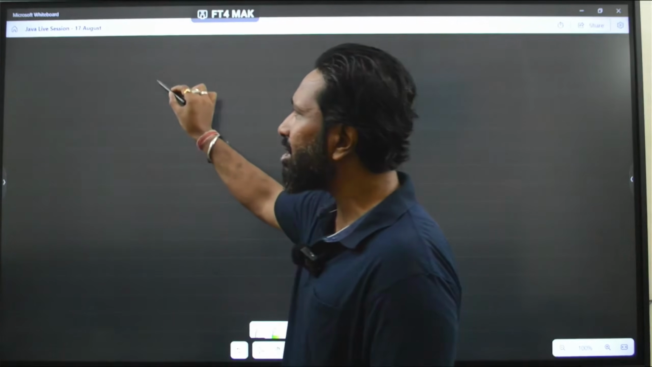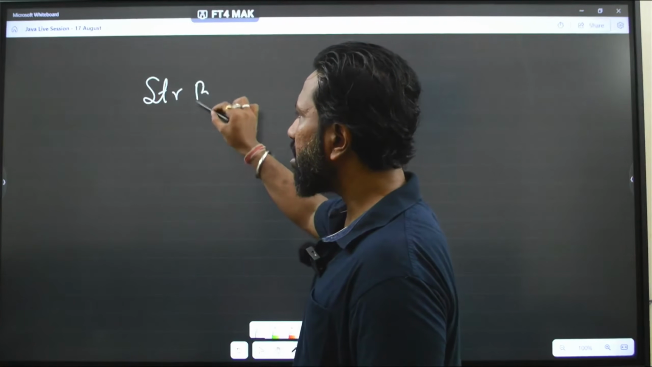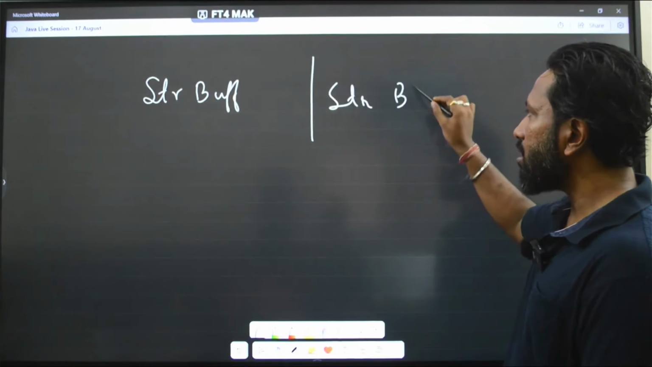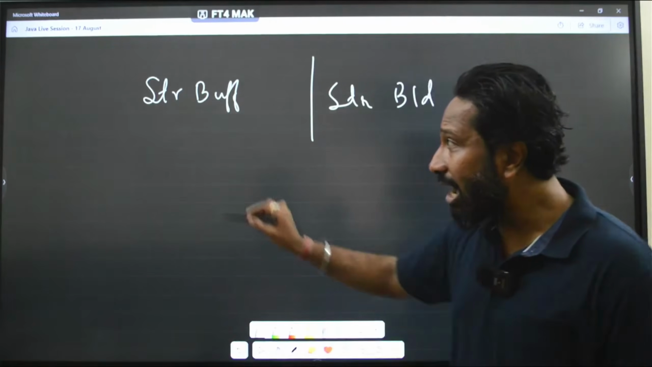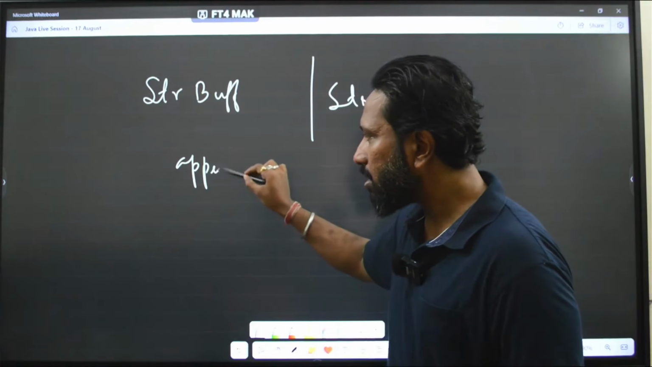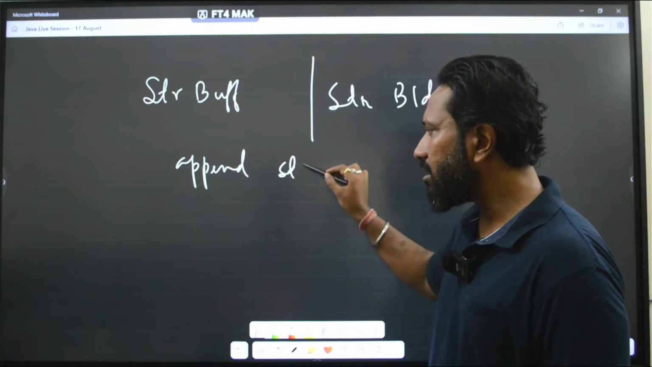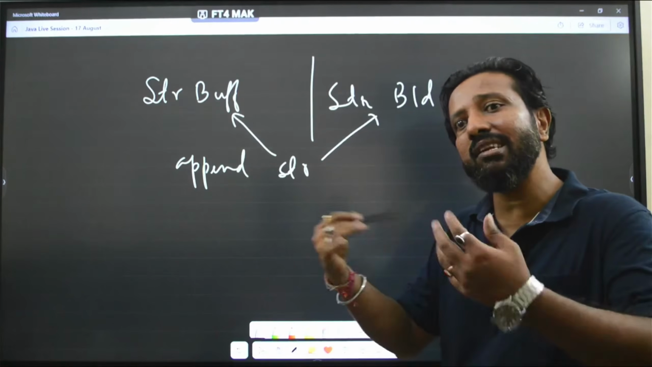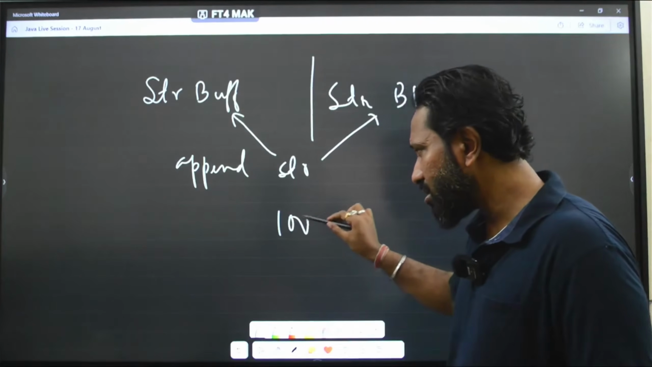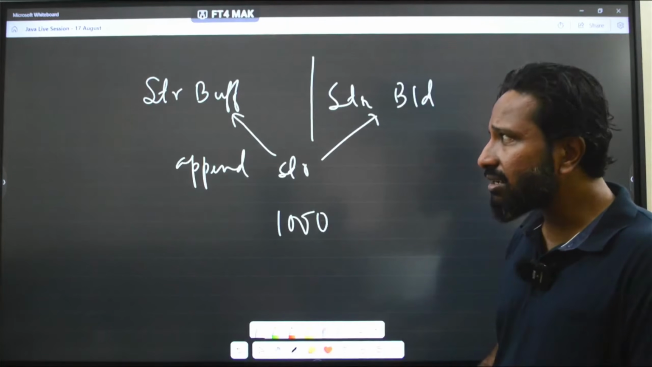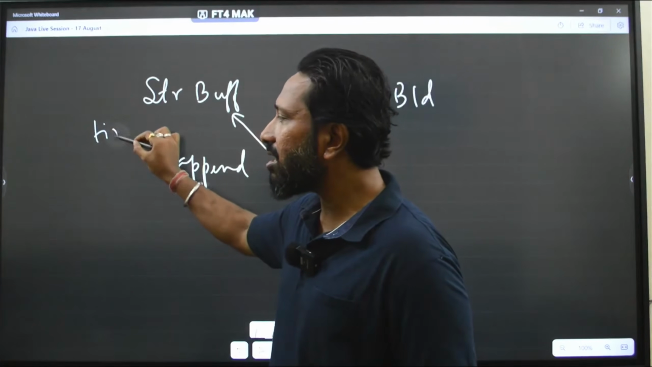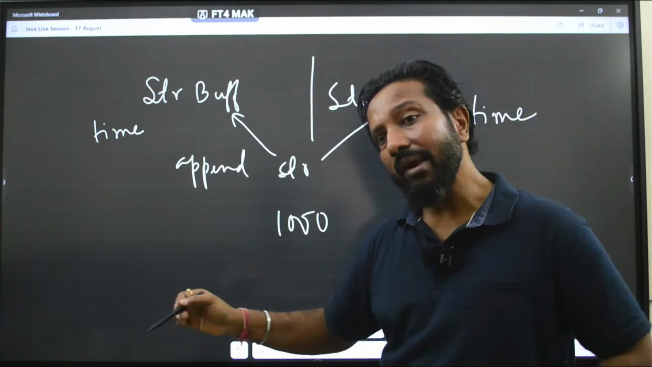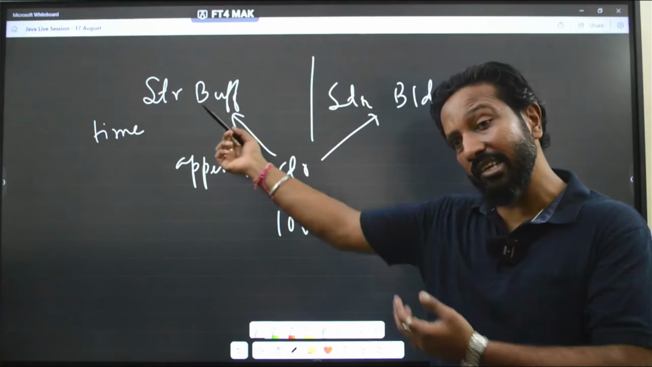I have the string buffer and I have the string builder. Think like this: I will append a string here as well, multiple number of times, say 100 times or 1000 times, and I will calculate the time here and I will calculate the time here, and practically we will see which one is better.